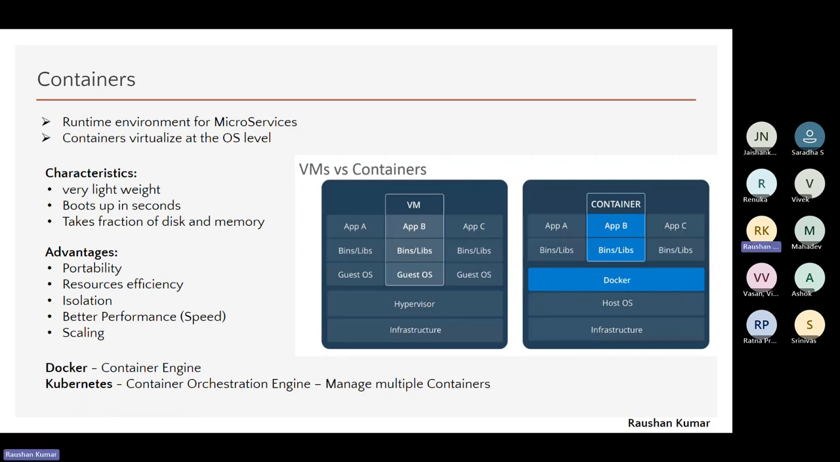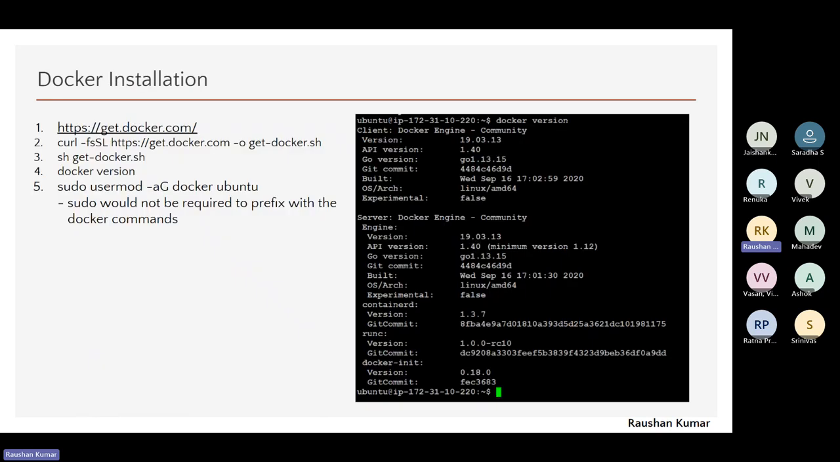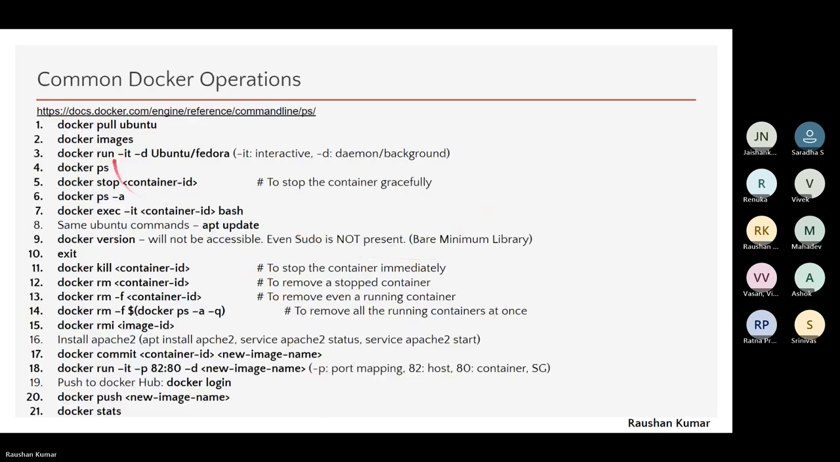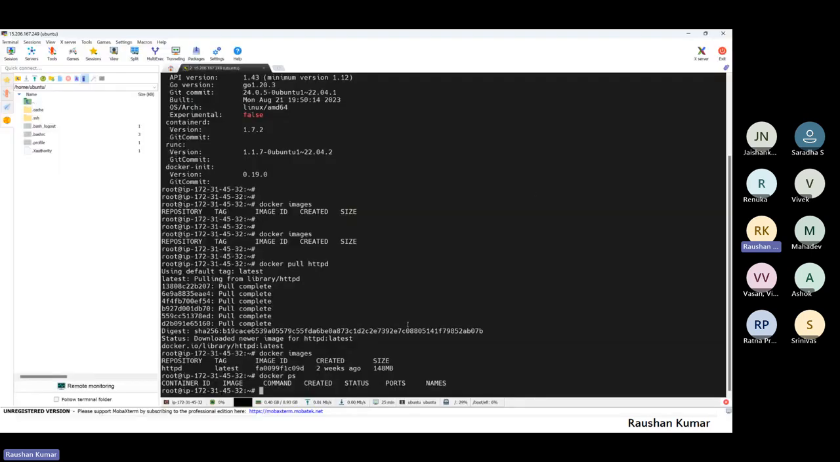Docker run is the command. If I want to run the image, I need to use the docker run command. When I use docker run, it creates the container. So let me show you. Let's say I'm going to install HTTPD as a container also, right?